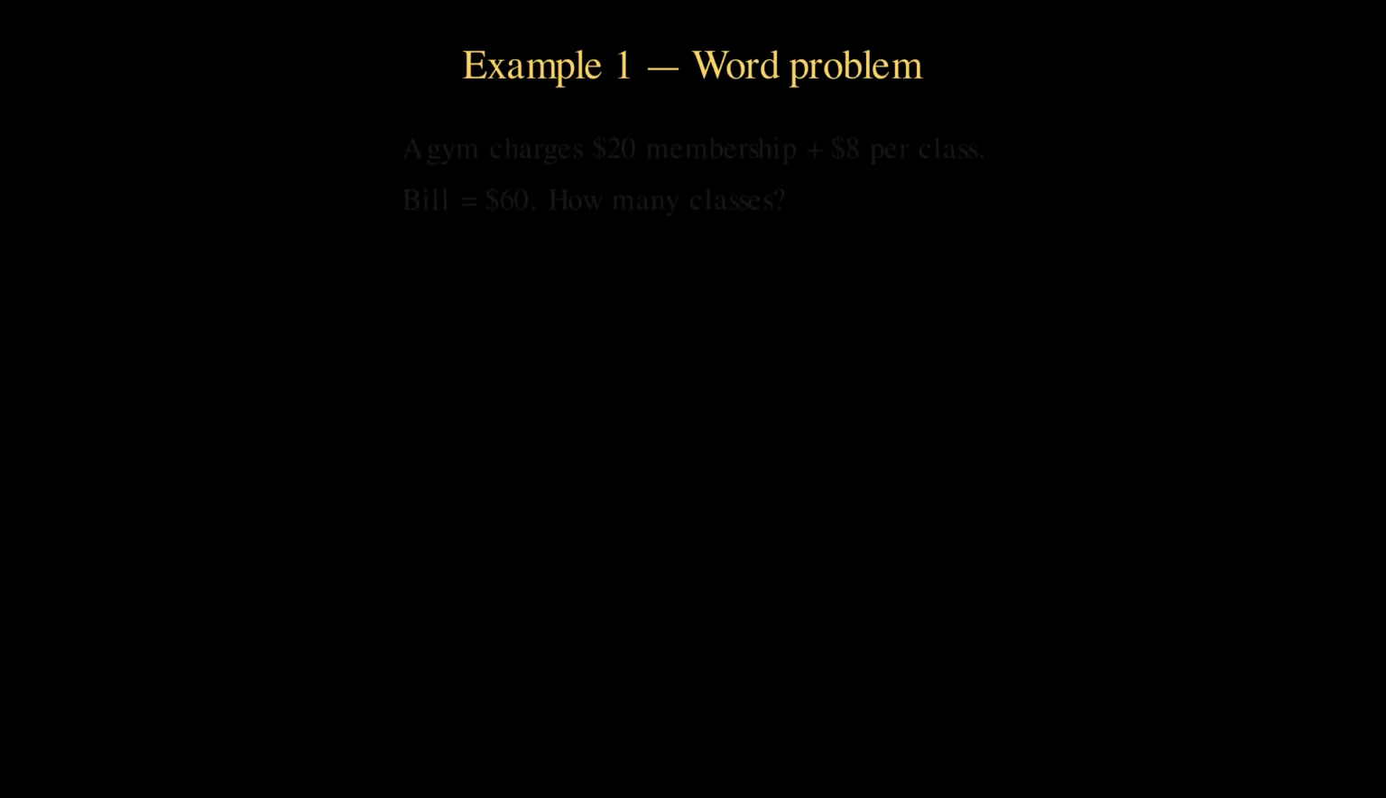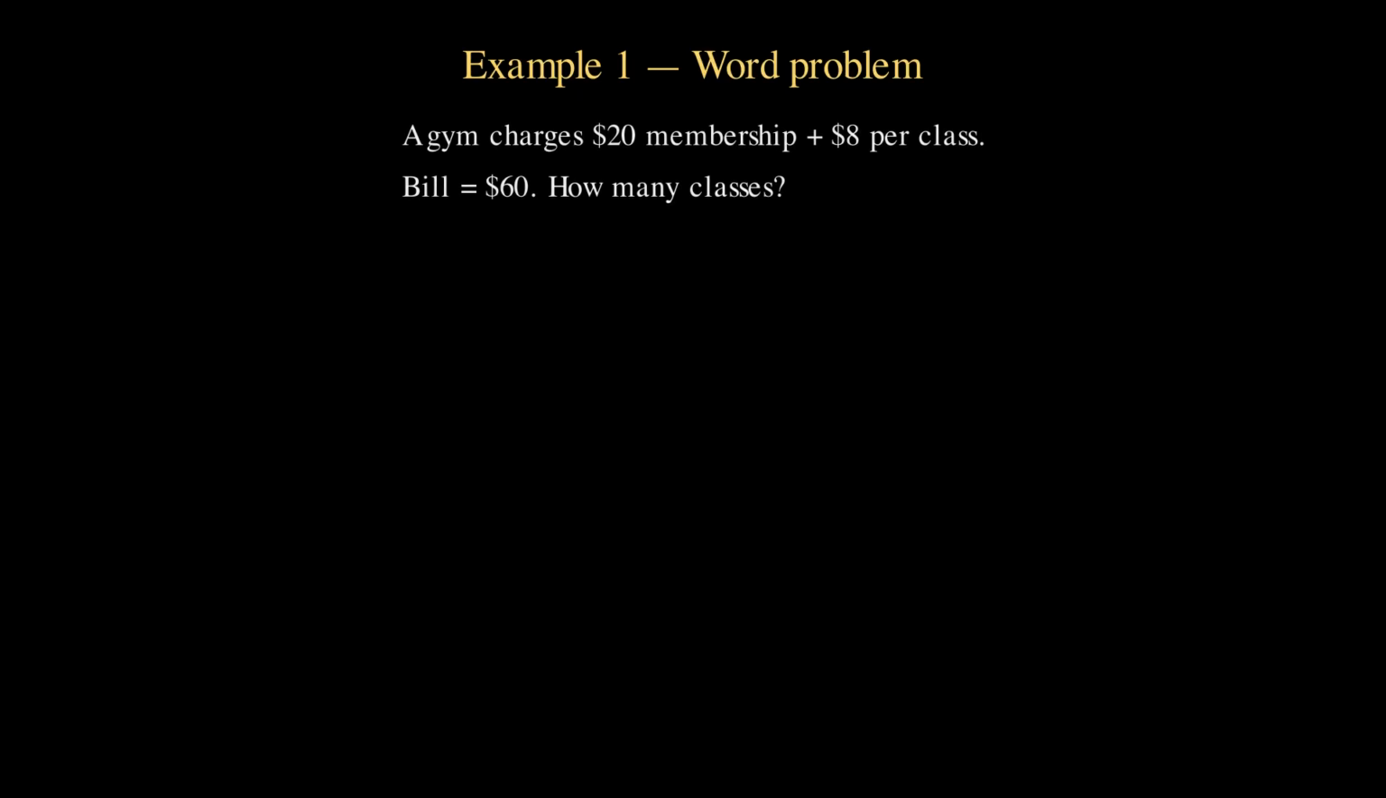A gym charges a $20 membership fee plus $8 per class. If your total bill was $60, how many classes did you take? Set up the equation. 20 plus 8c equals 60. Subtract 20, 8c equals 40. Divide by 8, c equals 5 classes. Done. Now let's step it up.